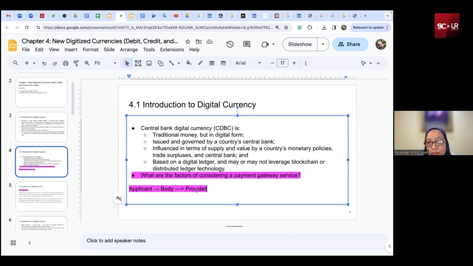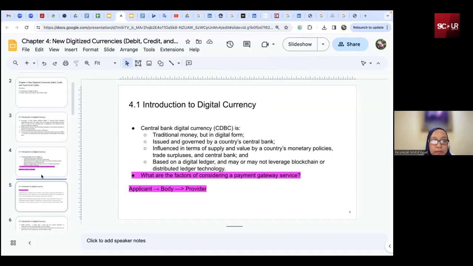In this case, as a provider you need to think how the applicant can make the payment. This is when you choose which payment gateway is good, which one is easier and which one is faster, in terms of UI, in terms of security and so on.